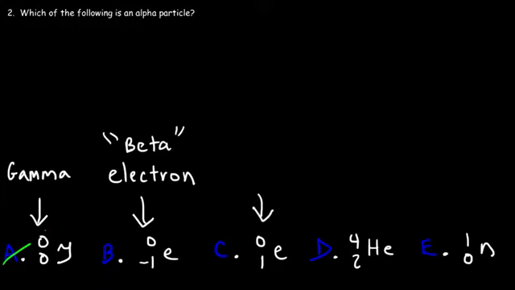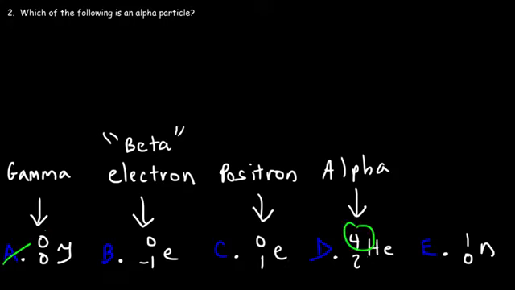Next, we have the antiparticle of an electron, known as the positron. The positron has the same mass as an electron, but with an opposite charge. The charge is +1 as opposed to -1. Next, we have the alpha particle, which is the nucleus of a helium atom. It has 2 protons, 2 neutrons. So as you can see, it has a mass of 4 and a charge of 2, which is also the atomic number for elements as well. So D is the answer.